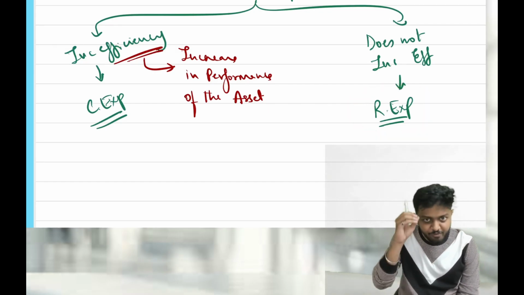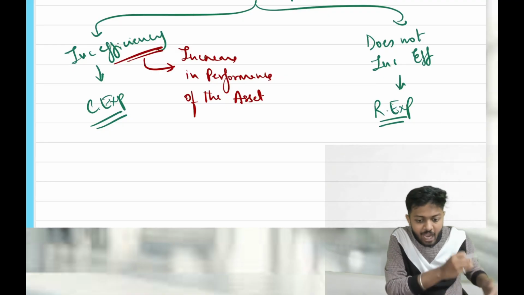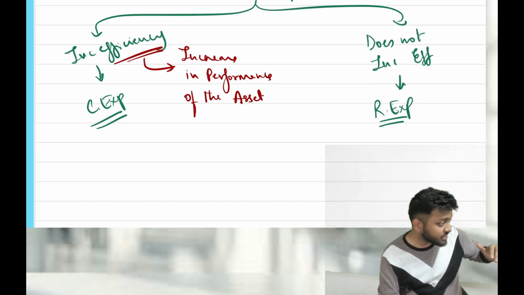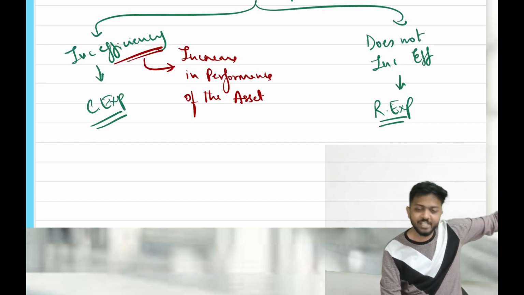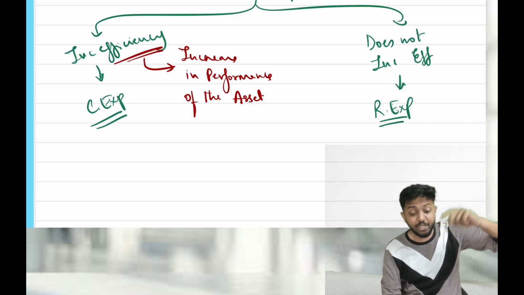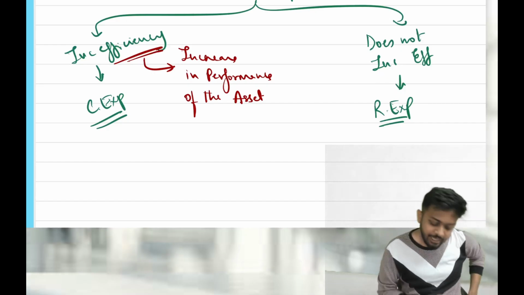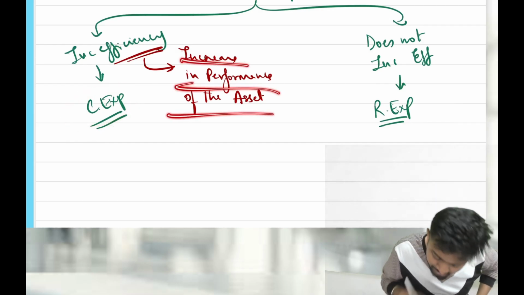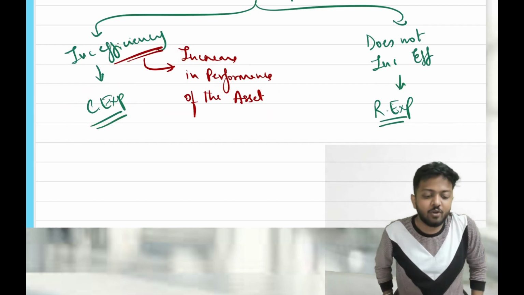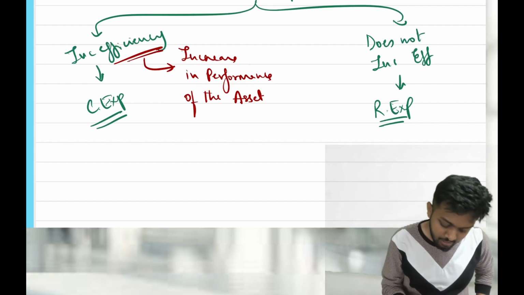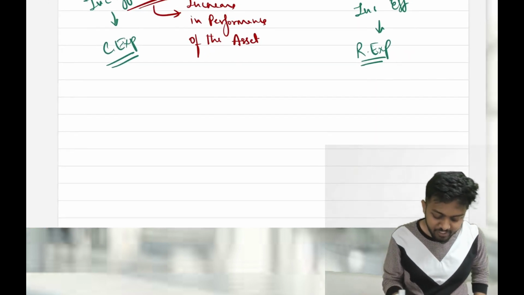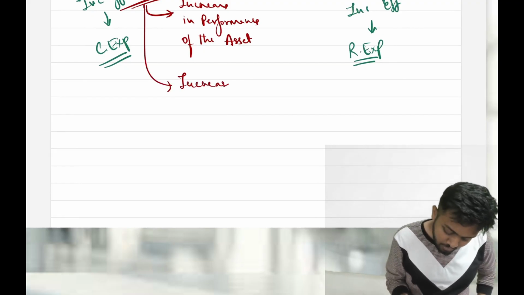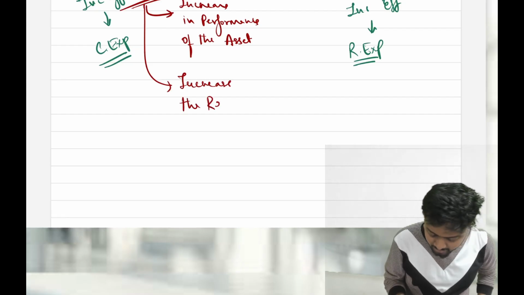Now the same 5,000 which I spent on the Suzuki Access 125, after spending the money, the mileage has gone from 60 to 65. That means the efficiency has increased. Whatever you have spent towards increasing the mileage will be considered capital expenditure, because it is increasing the performance of the asset. Okay, so that is efficiency. What is one more way of understanding efficiency? It should increase the revenue earning capability.